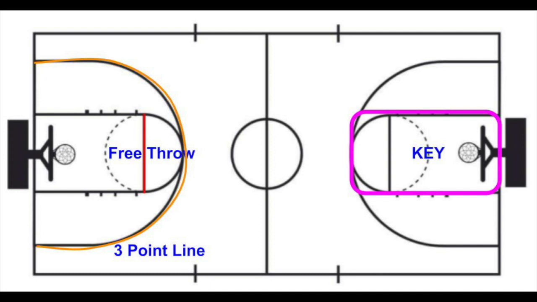The red line on the left is the free throw line, which in full court basketball, if someone is fouled, then they go to the free throw line to shoot a free throw or two. To the right, you'll see a purple box. That is called the key. That's an area directly underneath the basket.